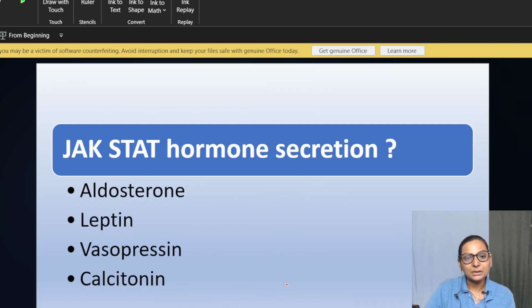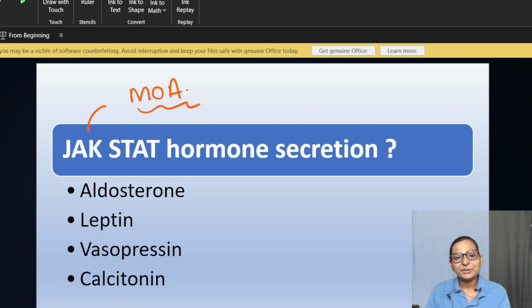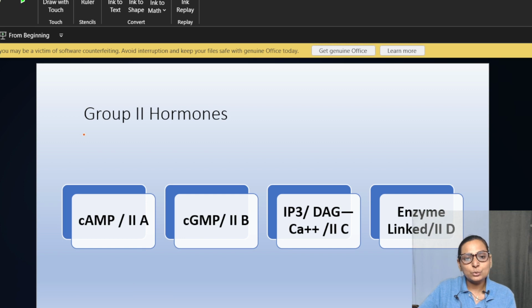Next, JAK-STAT hormone secretion is associated with which hormone? So you know that JAK-STAT is a kind of mechanism of action of the hormones, right? So whenever you are speaking of endocrines, let me tell you very nicely that endocrines you also study with your medicine, but when it is physiology, remember the first chapter of Guyton where you are given the classification of hormones, the mechanism of action of hormones, their receptors is very important and is a repeated question that is being asked to you.